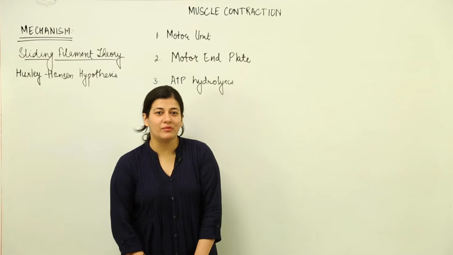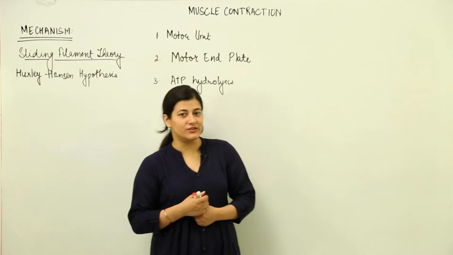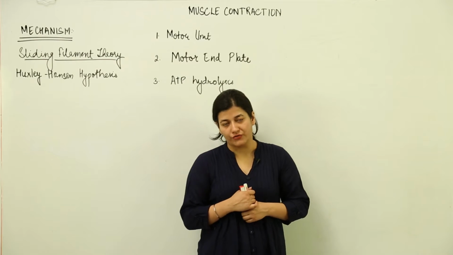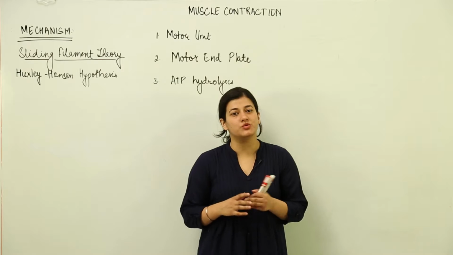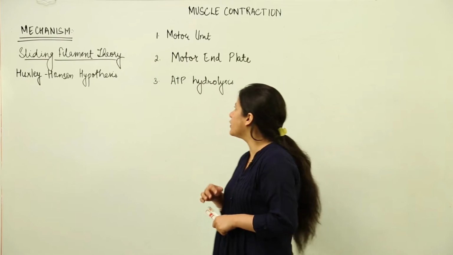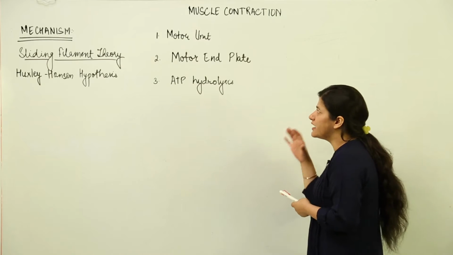Now let us see what the mechanism of muscle contraction is all about. We have discussed the structures of the two contractile proteins, actin and myosin. Now how do they work? In terms of the sarcomere, we are going to understand it. There are a few terms that we have to understand.